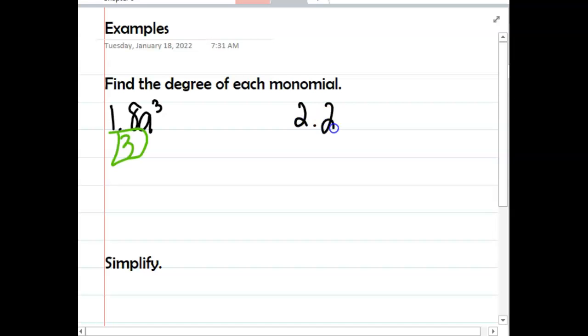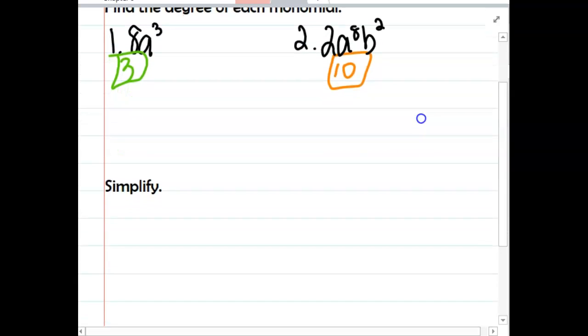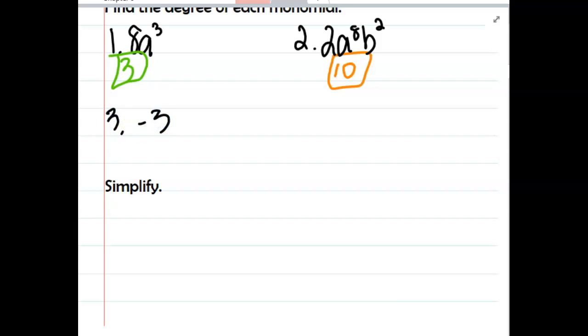Okay, number 2, if I have 2a to the 8b squared. So to find the degree of a monomial, you're adding the exponents of the variables. So for this one, you would take 8 plus 2, so this degree would be 10. Okay, number 3. What if I have negative 3? Now we talked about this one. If I add the exponents of the variables, but if there's not a variable, it's 0. Yep, and didn't ask for it, but this is called a constant.